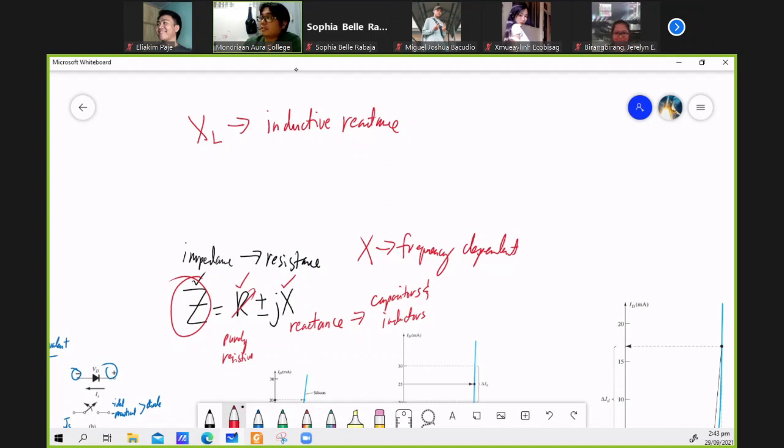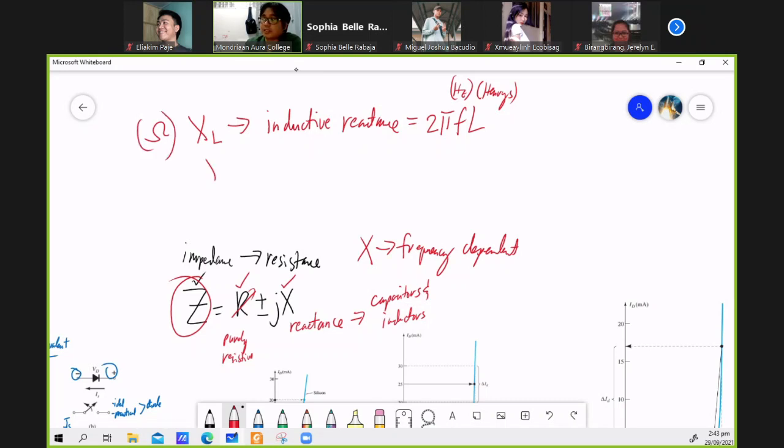We have, this is equal to 2 pi FL. So 2 times pi times the frequency in hertz. So this should be in hertz. Anong unit ng inductance? This is in henries. Okay? So kailangan naka-base unit sila para ang sagot natin dito ay naka-ohms.